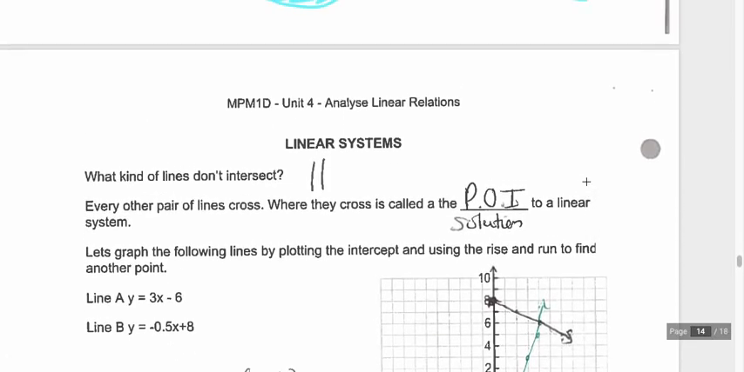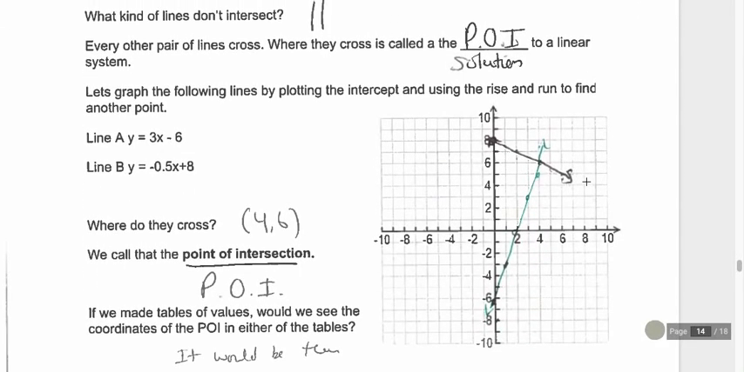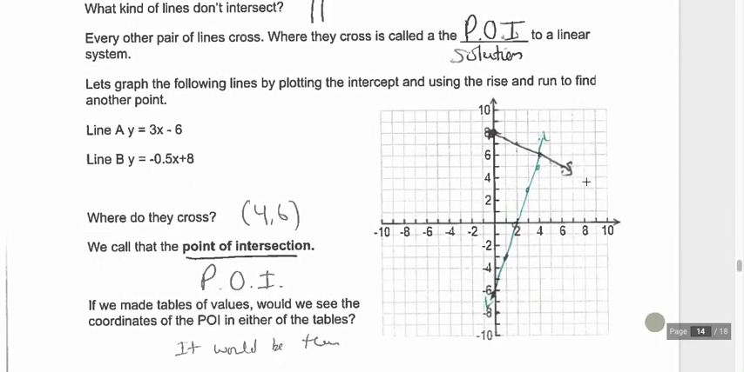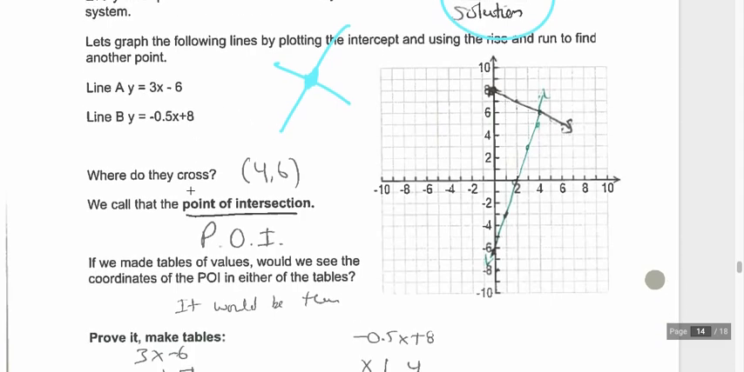Okay, and that's it for equations. The last thing we want to talk about is linear systems, and that is where do two lines intersect, the POI. That's a solution to a linear system. I have two lines, and where they intersect, we have a point of intersection, or what we call a solution. We're going to go over some word problems, which will make a lot of sense out of this.